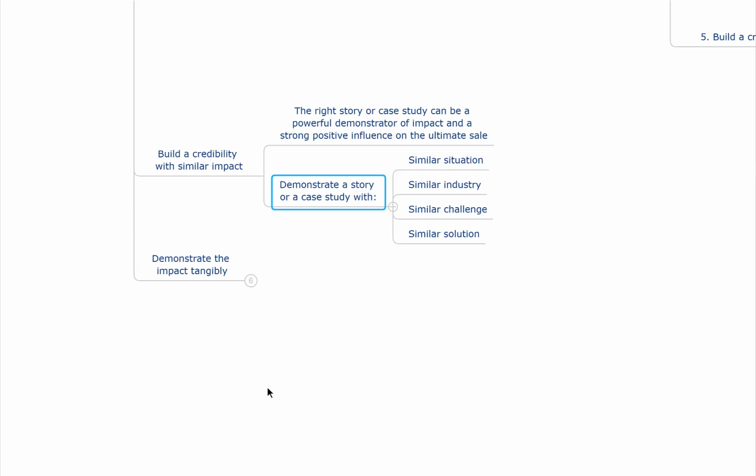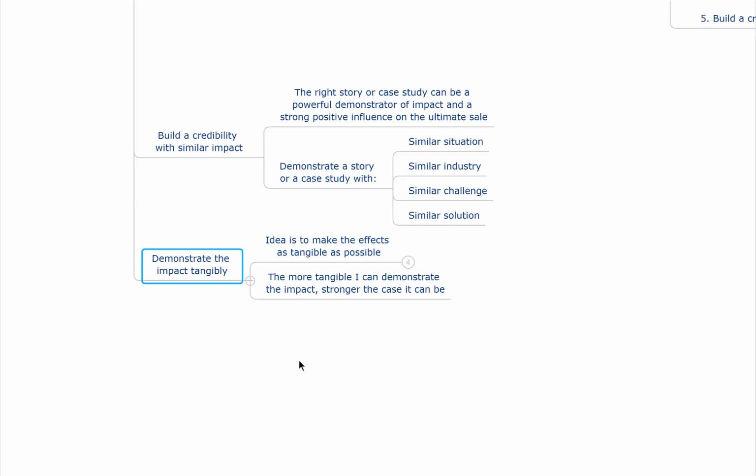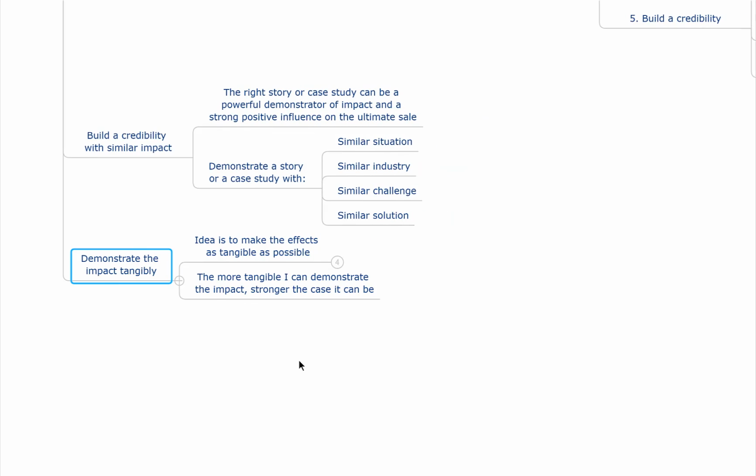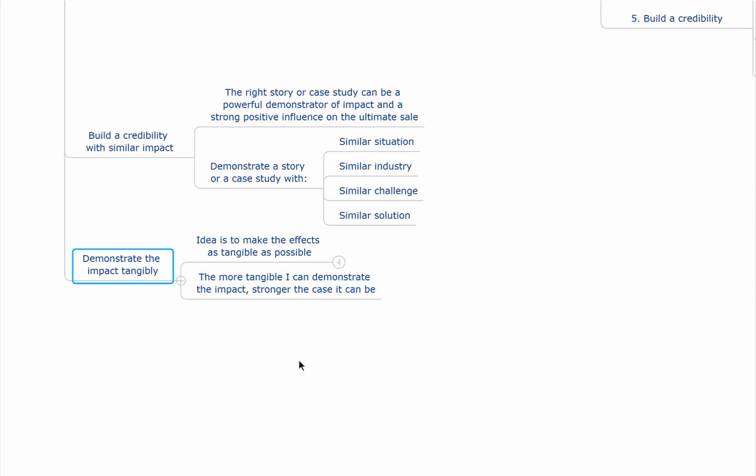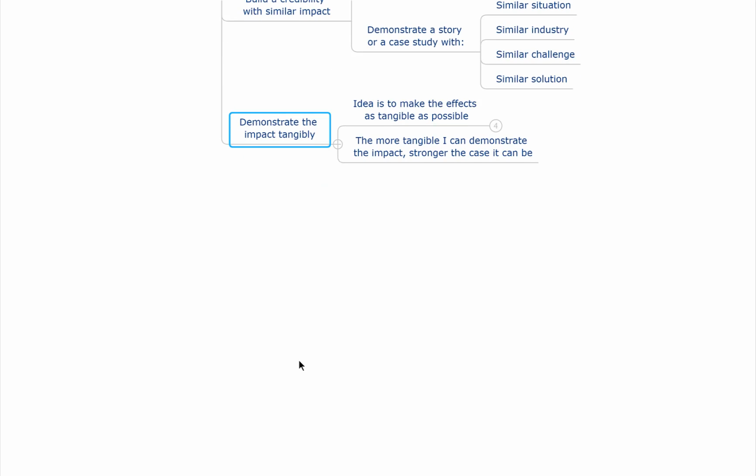And last but not least, demonstrate the impact tangibly. The idea is to make the effects as tangible as possible. The more tangible you can demonstrate the impact, the stronger the case can be.